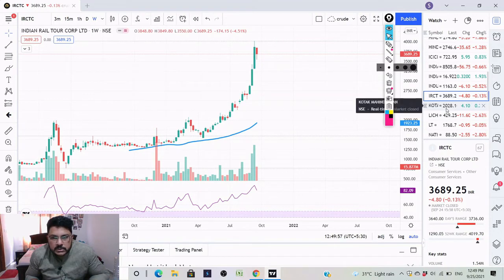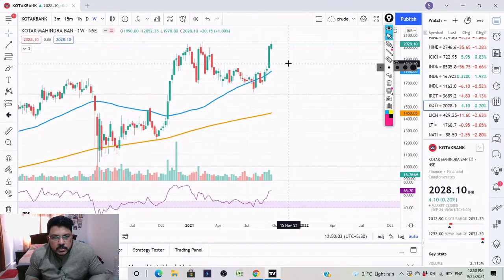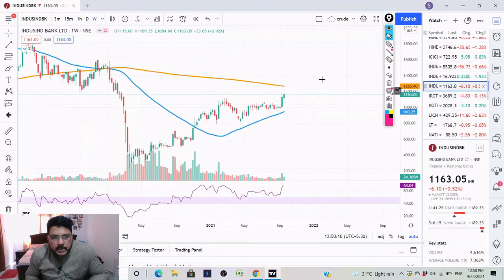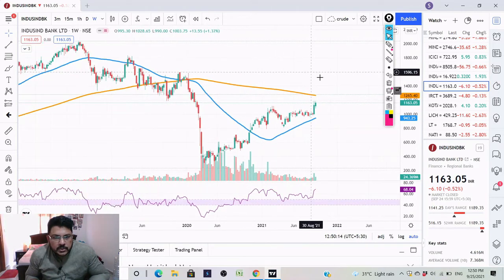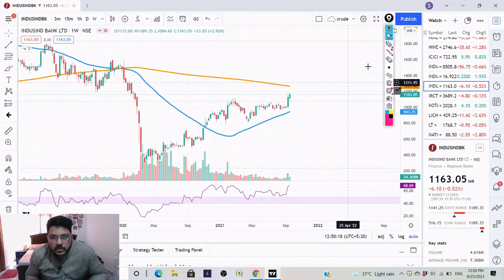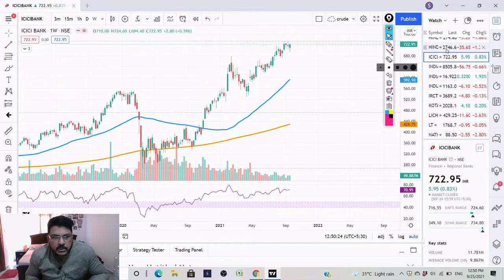IRCTC is still going up nicely. Kotak is still bullish. Hold it for long term. IndusInd Bank, it has to clear this 1271 mark. Only then you can expect a huge rally for this stock, which can go up to 2000. ICICI Bank, nicely going up.